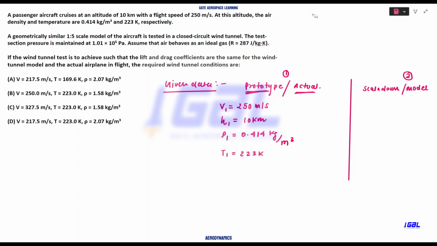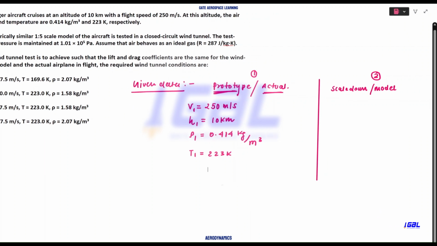It has to be lesser than the sea level temperature, right? We know that, we have studied the atmosphere temperature. As we go to the 11 km altitude, the temperature decreases. Okay, now for the model, this is the actual condition of your aircraft.